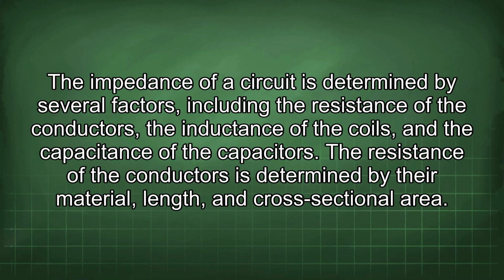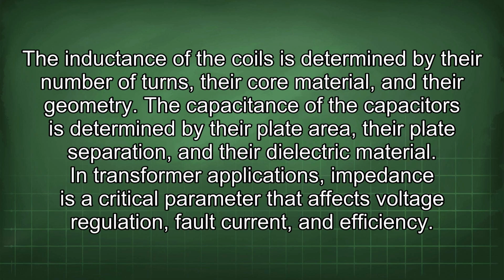The impedance of a circuit is determined by several factors, including the resistance of the conductors, the inductance of the coils, and the capacitance of the capacitors. The resistance of the conductors is determined by the material, length, and cross-sectional area. The inductance of the coils is determined by the number of turns, their core material, and their geometry. The capacitance of the capacitors is determined by their plate area, their plate separation, and their dielectric material.